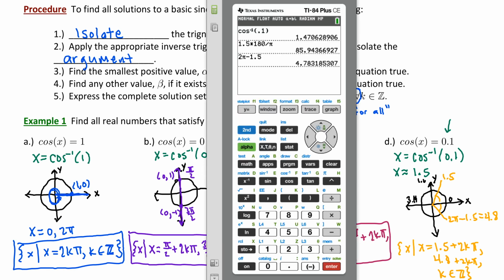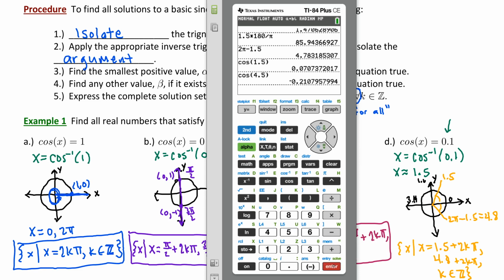Now note that you can certainly check this with your calculator. I'm going to go back to the original and approximate cosine of 1.5. Now it's going to be approximate, but we can see it is about 0.1 when we round to the nearest tenth. In addition, we can see that cosine of 4.8 gives us approximately 0.1. So our first two solutions balance the equation, which means any angle coterminal with those solutions will also balance the equation.